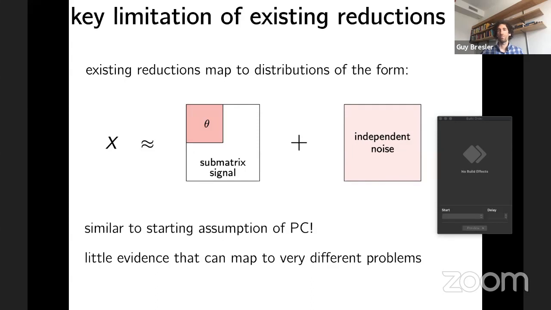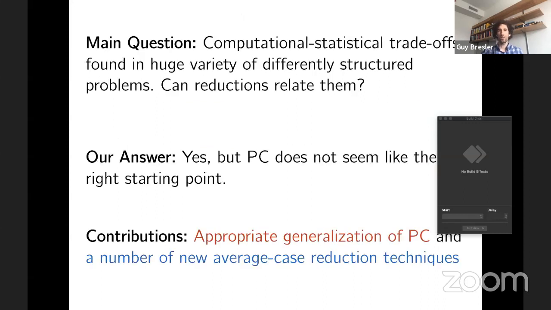And so aesthetically, it's nice to be changing the distribution and nice to be changing details of the problem, but fundamentally the structure of the signal is the same as that of planted clique. And there are many, many problems that don't have this structure. And so if the reductions approach is to have any real hope of explaining this landscape of problems, the first obstacle is to ask ourselves, can we get out of this sparse submatrix signal plus independent noise situation, this class of problems? So that's the main question.